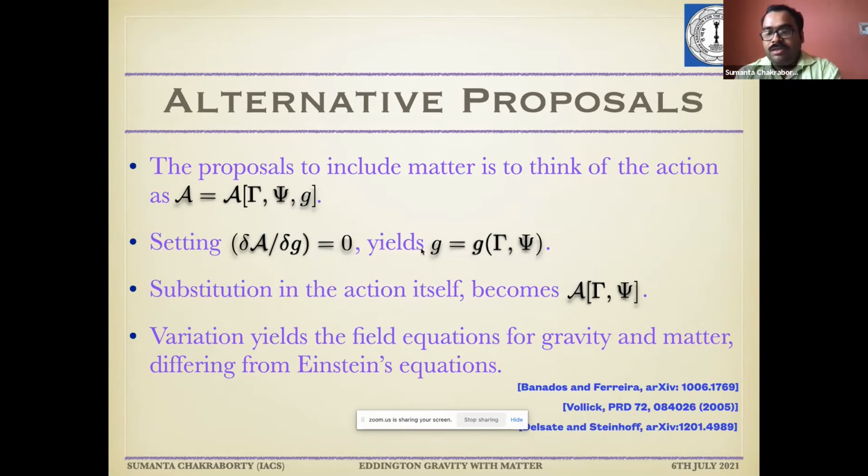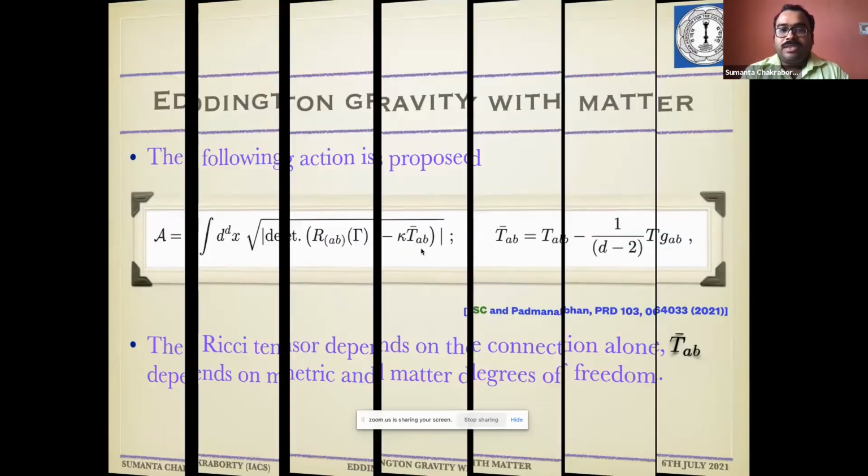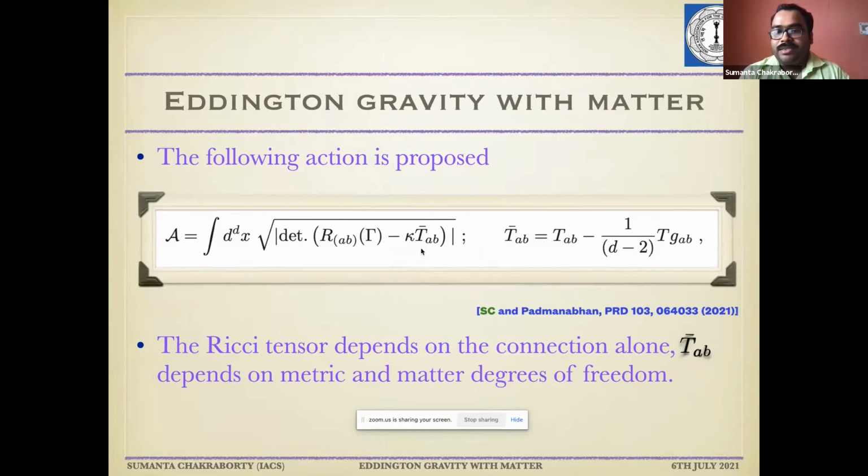So due to that reason, we proposed a new action for Eddington gravity, which is effectively the same action as Eddington proposed, with R_AB replaced by R_AB minus kappa T bar_AB. Kappa is 8 pi G, the gravitational constant. And T bar_AB is nothing but the trace-reversed energy momentum tensor, which is T_AB minus 1 by (D minus 2) T g_AB. I have used a generic dimension D here, but all the calculation goes through for any D greater than 2, and therefore it holds in four dimensions as well.